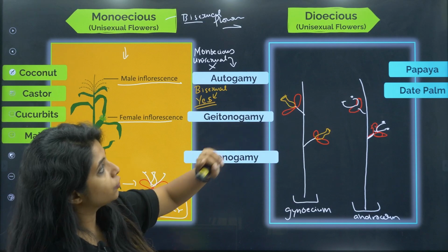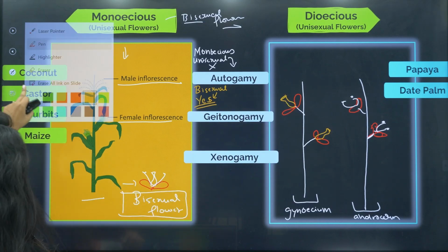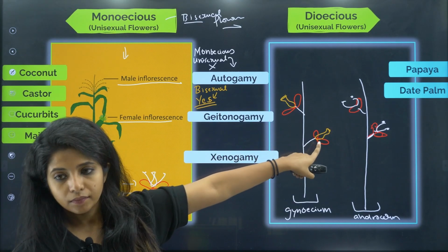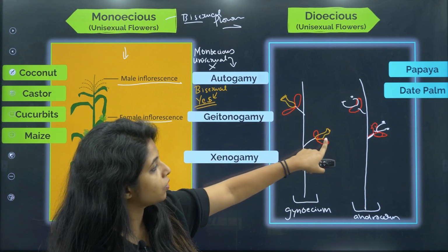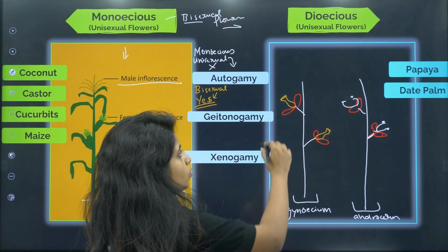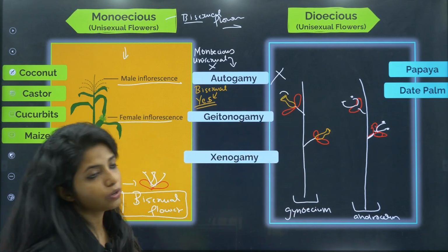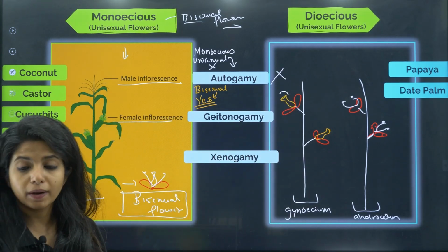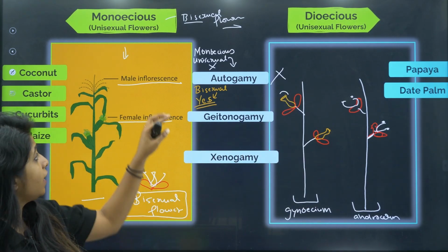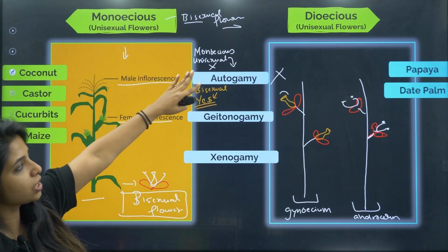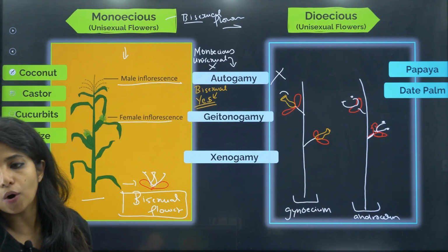Now, if you talk about dioecious plants, do you think that autogamy can happen there? Over here, you have a single sex, here also a single sex. So, what do they self pollinate with? Nothing, right. So, dioecious plants would not be showing autogamy, and in the instance of monoecious unisexual flowers, they also would not be showing autogamy.